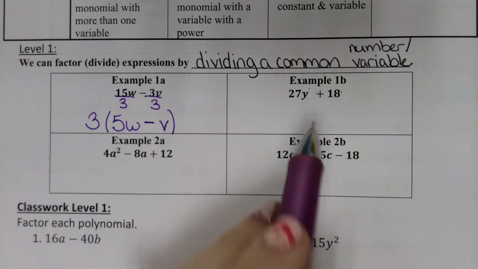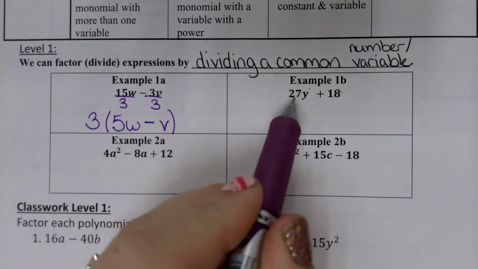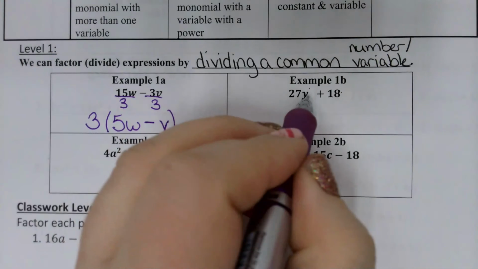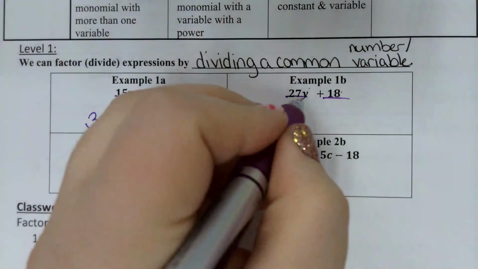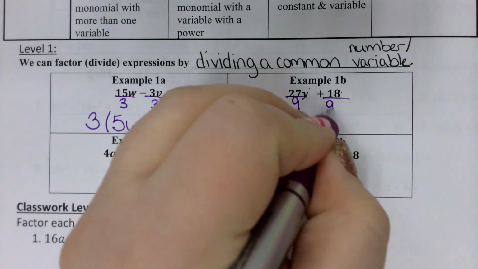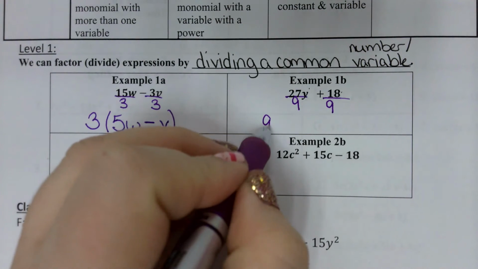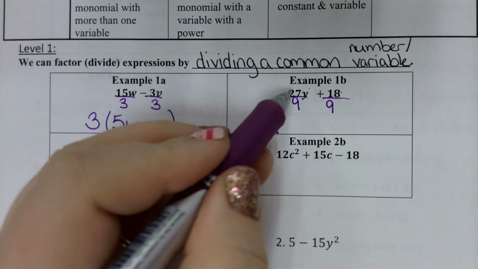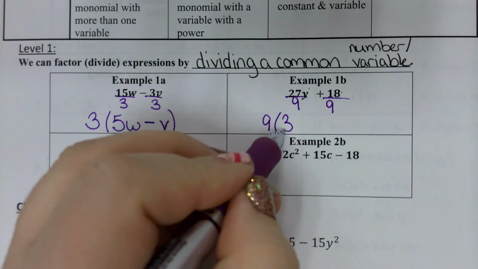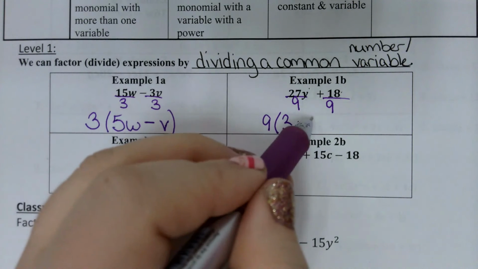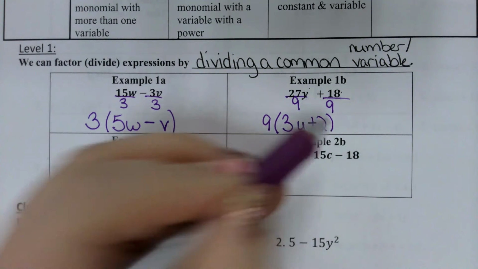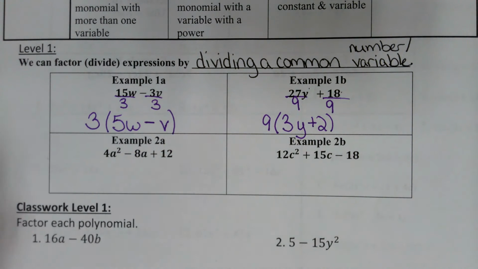Let's look at example 1b. What number can I take out of both 27 and 18? And the answer is I can take 9 out of both of those. So they'll go in front. And 27 divided by 9 is 3, and the y didn't change. And then 18 divided by 9 is 2, and the y did not change, or there wasn't a y there.